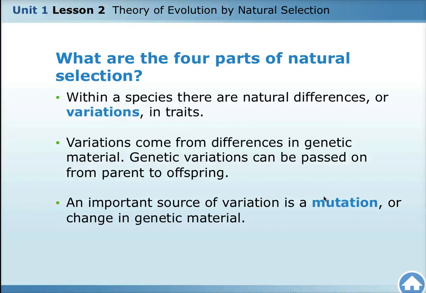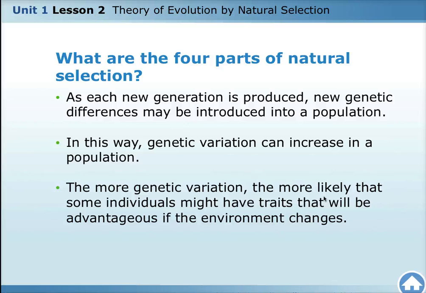Within a species, there are natural differences, called variations, in traits. Variations come from differences in genetic material. Genetic variations can be passed on from parent to offspring. An important source of variation is a mutation, or a change in genetic material. As each new generation is produced, new genetic differences may be introduced into a population. In this way, genetic variation can increase in a population. The more genetic variation, the more likely that some individuals might have traits that would be advantageous if the environment changes. Advantageous meaning beneficial to that particular organism.